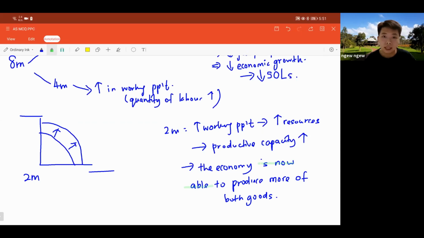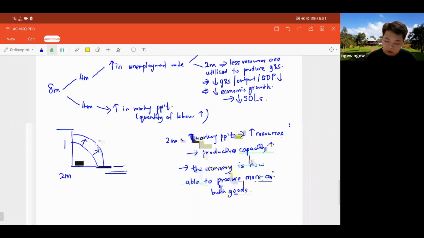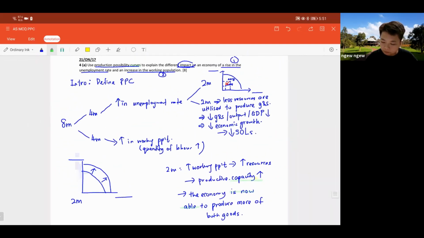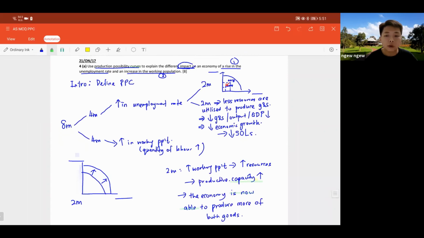I'm not saying the economy is now producing more. Being able is just like your potential. You are capable of doing it. So being able is linked directly to your productive capacity. Okay, basically, this is the outline and this is the structure for an 8 marks question.